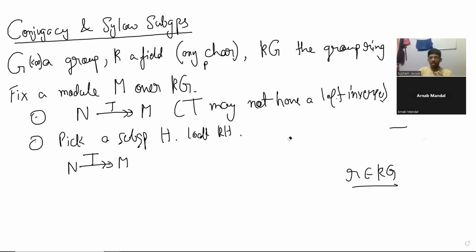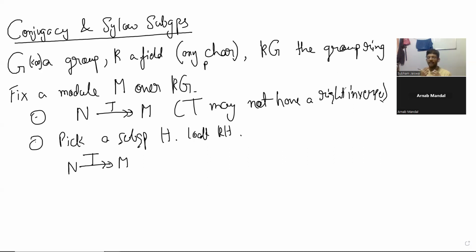So now, look at this. T again may not have a left inverse, but the chances are that it might have one. The chances have increased. Right inverse. KH is a subgroup of KG, or rather a subring. H is a subgroup, so KH becomes a subring.